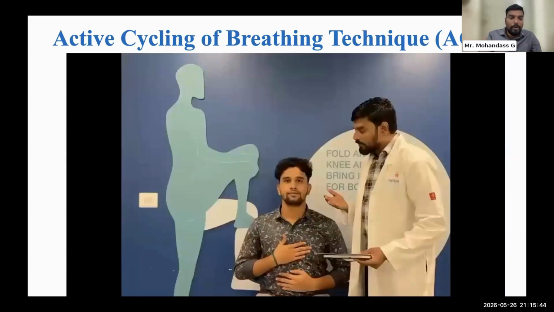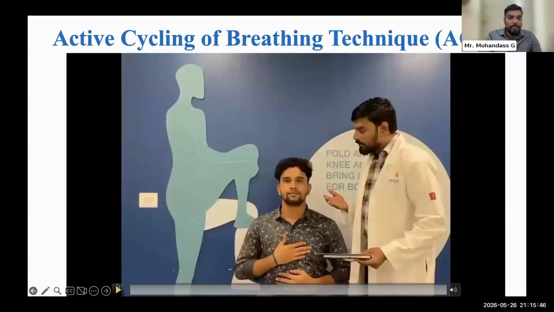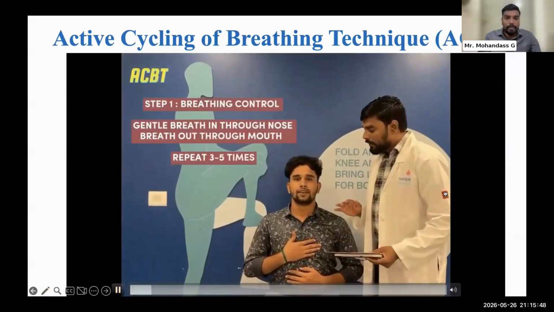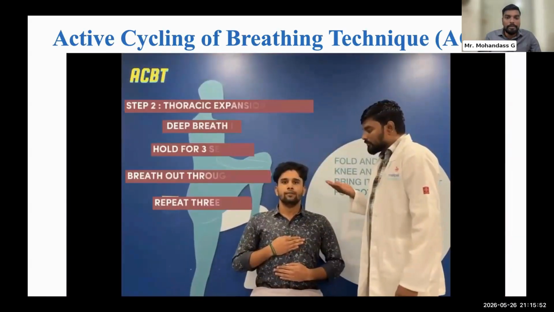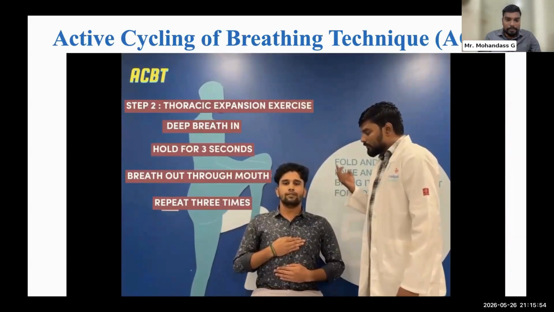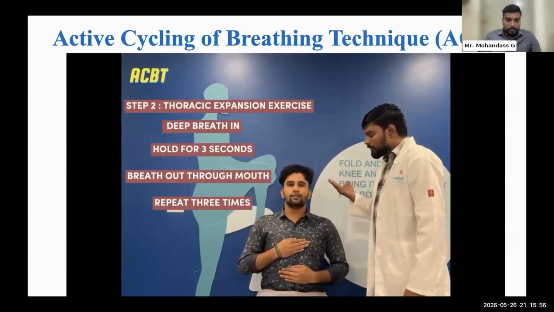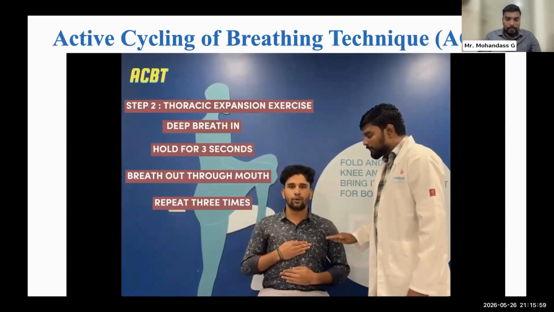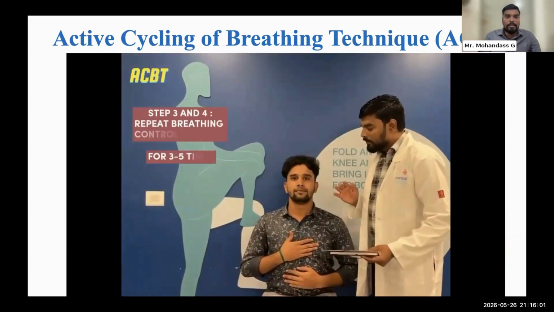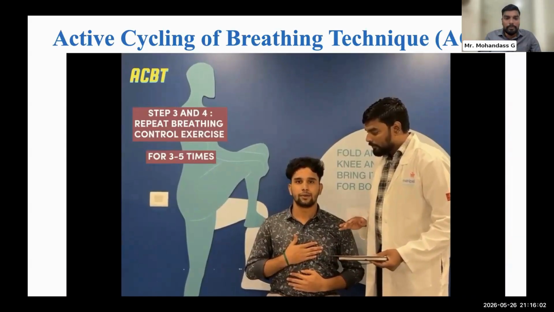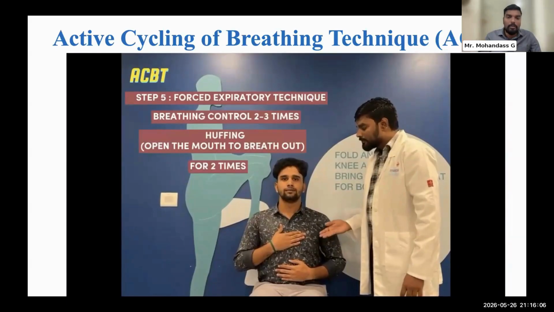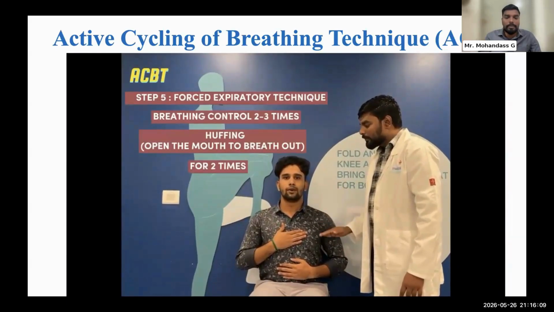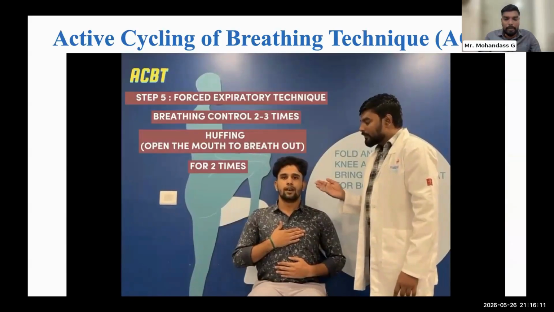Let us see a brief video about how ACBT happens. First is always breathing control. The second step is thoracic expansion exercise. And the third involves forced expiration in terms of huffing and coughing. Including the forced expiratory technique will take out the secretions even better.